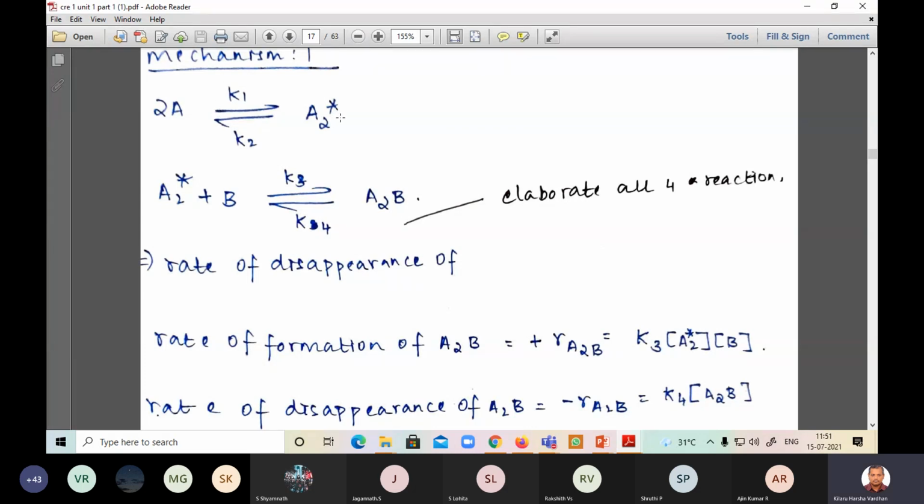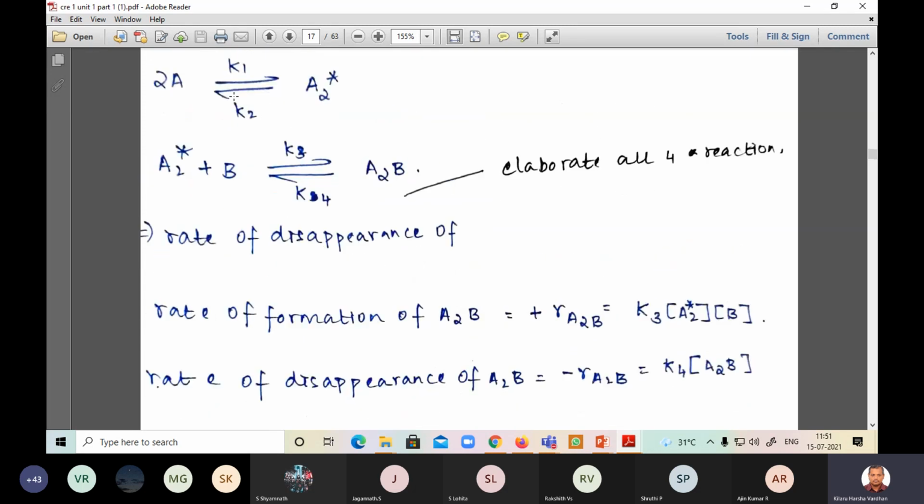A2 star, where is it formed? In the K1 reaction, A2 star is formed because 2A gives A2 star. But in reaction 2, A2 star disappears. Again in K3, A2 star disappears. Again in K4, A2 star is formed. Am I right? So where is the formation? Formation is nothing but the K1 step and the K4 step. So we are seeing the formation alone. Therefore, we can add K1 plus K4.